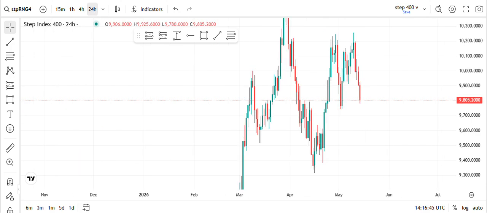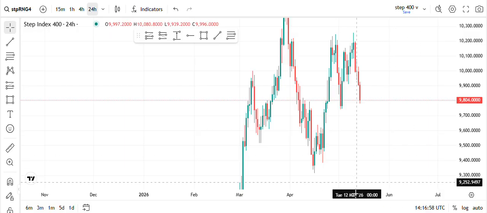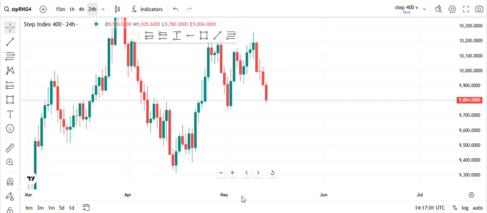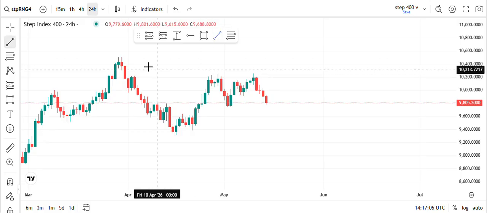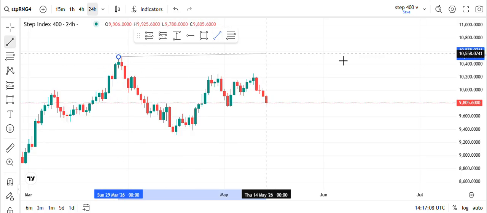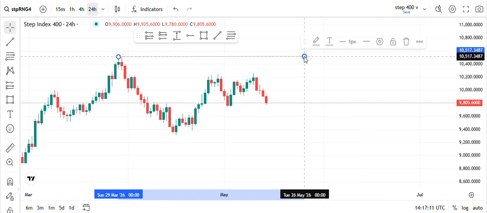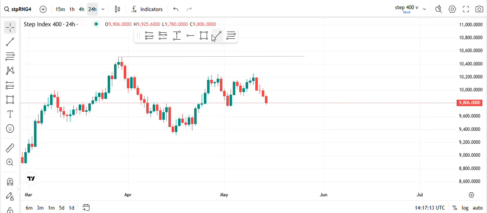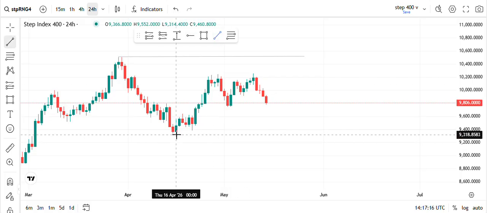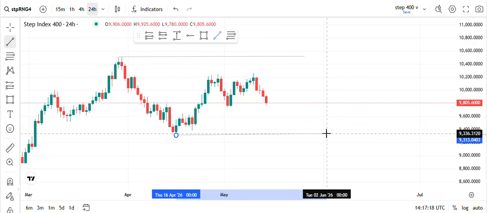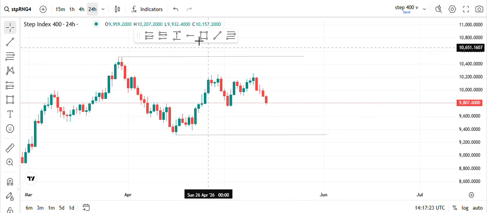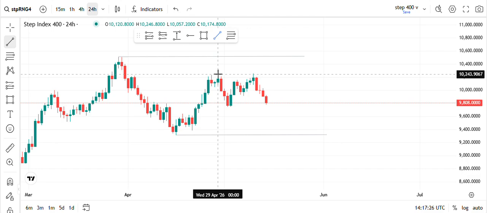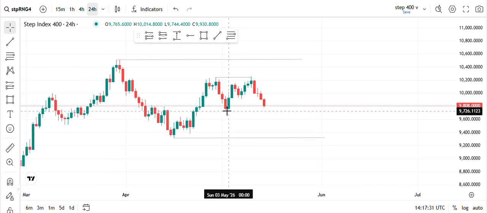Let's see what we're looking at. Okay, on the daily chart, we have this. This is our high. This is our low, our current low. Then we have this, which is equal. That's what we have there.